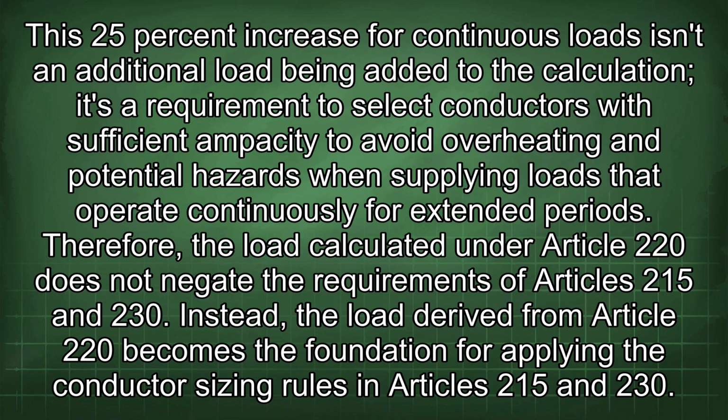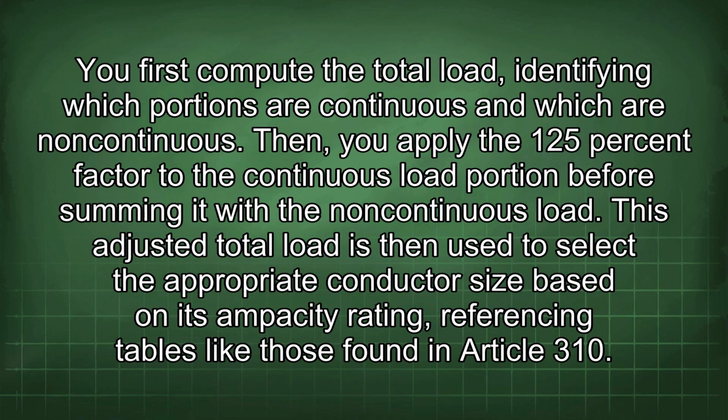Instead, the load derived from Article 220 becomes the foundation for applying the conductor sizing rules in Articles 215 and 230. You first compute the total load, identifying which portions are continuous and which are non-continuous. Then, you apply the 125% factor to the continuous load portion before summing it with the non-continuous load. This adjusted total load is then used to select the appropriate conductor size based on its ampacity rating, referencing tables like those found in Article 310.